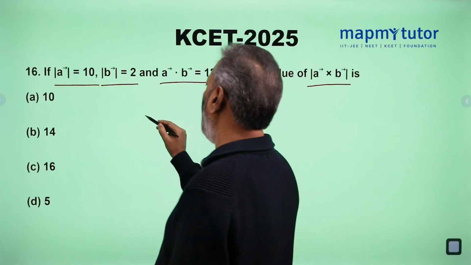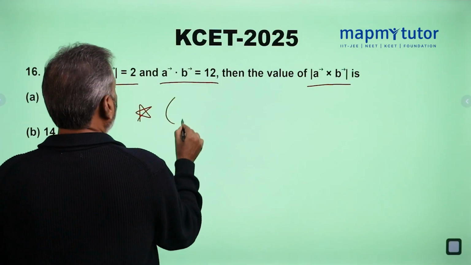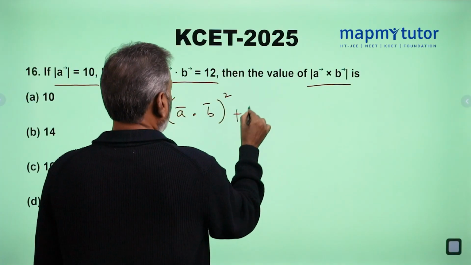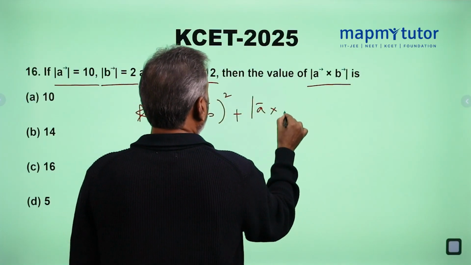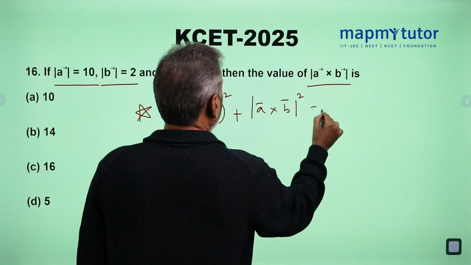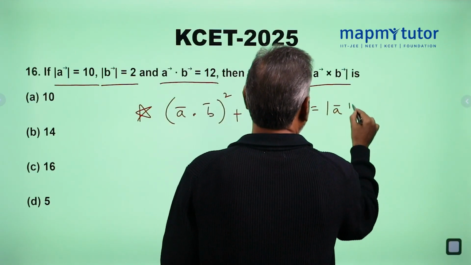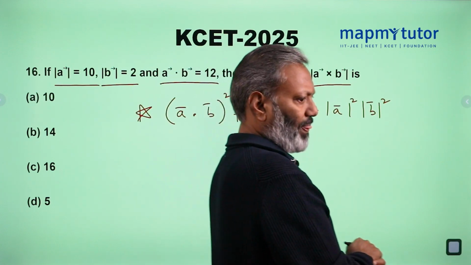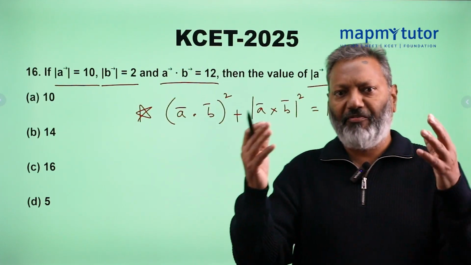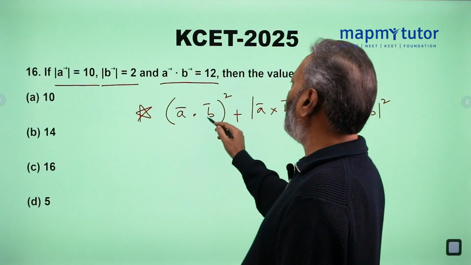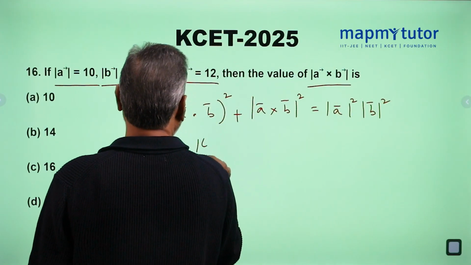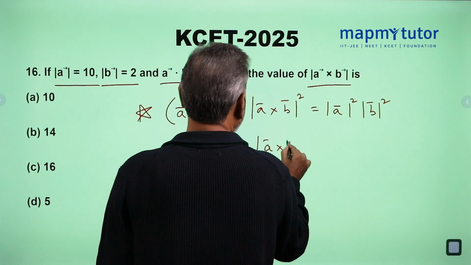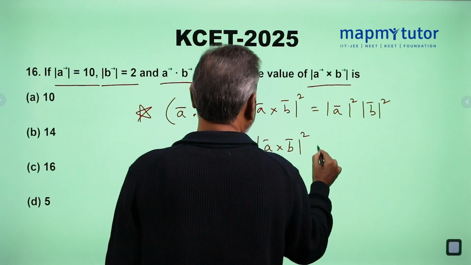There is a direct formula in vectors. What is that? A bar dot B bar whole square plus mod A bar cross B bar whole square equals mod A bar square times mod B bar square. It's a direct formula based question. Now, what is A dot B? Already found, so this is 144 plus mod A cross B square, which is unknown and what we have to calculate. So, leave it as it is.